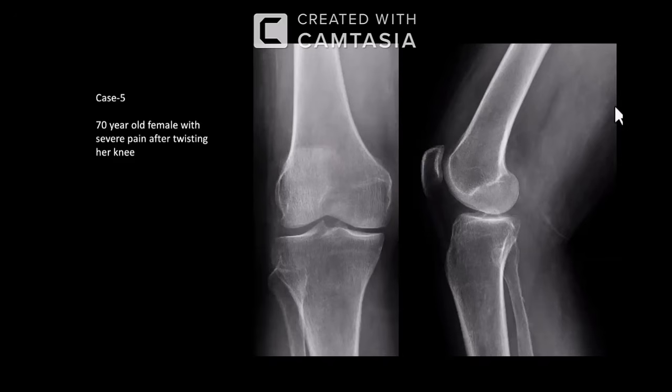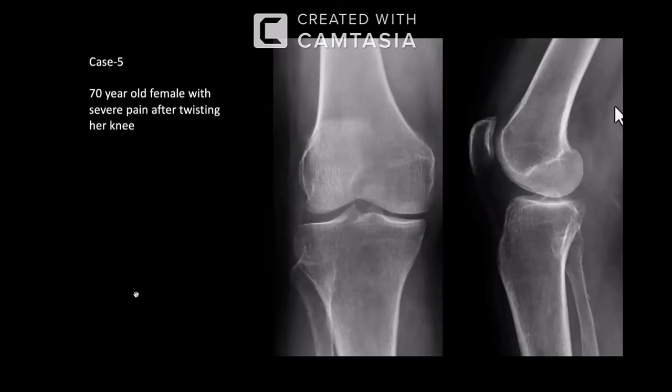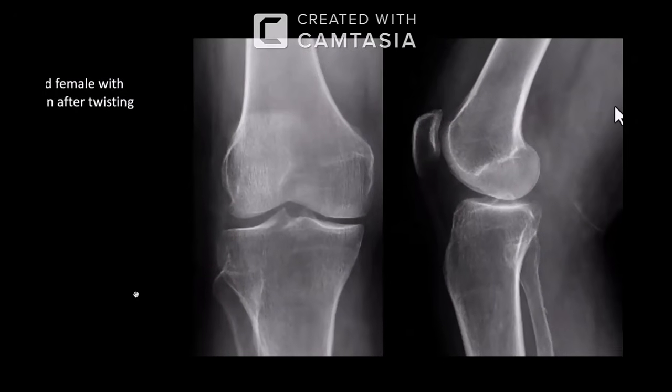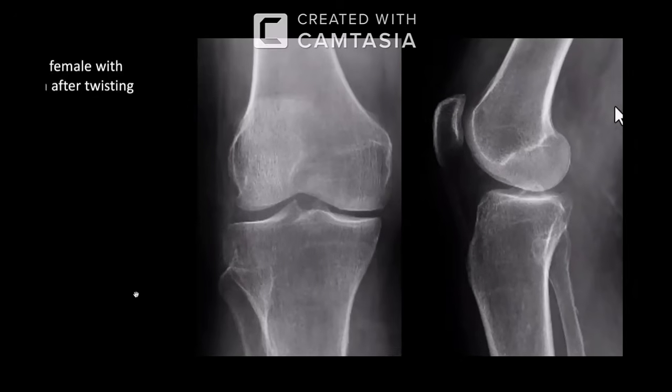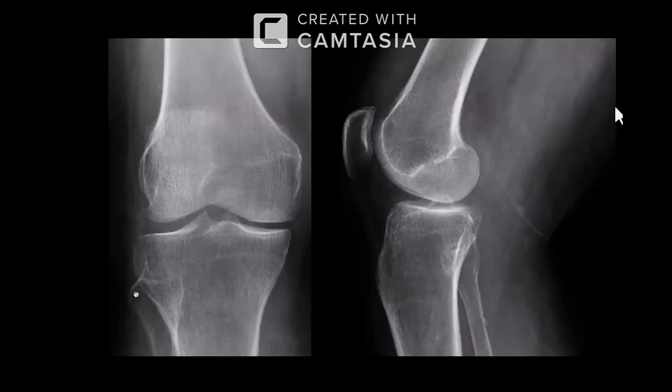There is increase in the soft tissue swelling. So as this is an elderly patient with severe pain after twisting the knee, I'll look for any abnormality. Look at the medial aspect. Do you see anything?